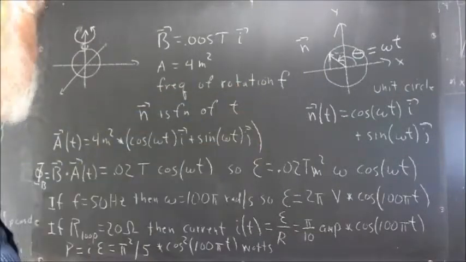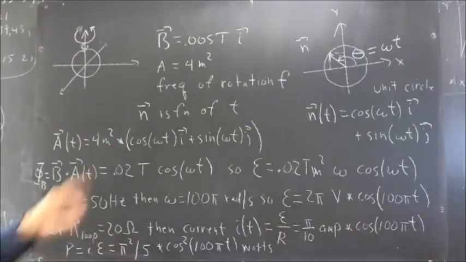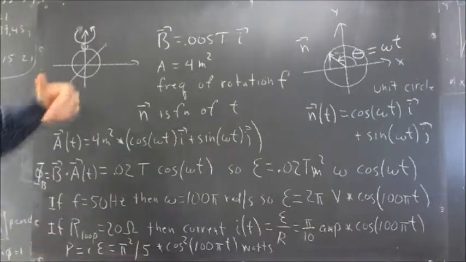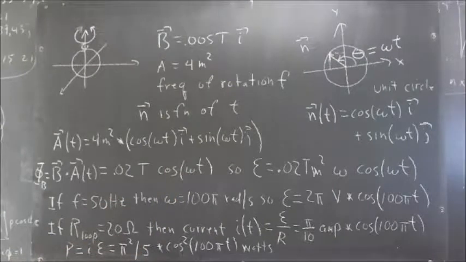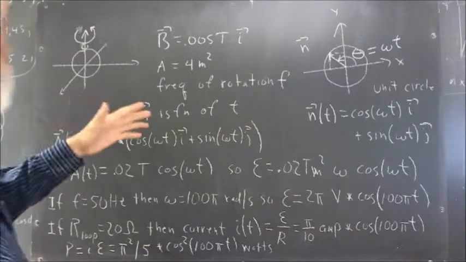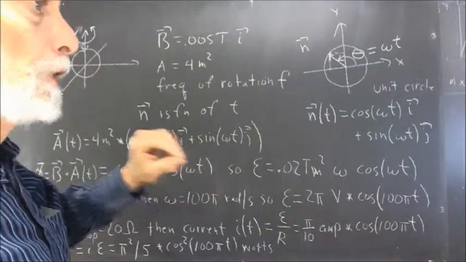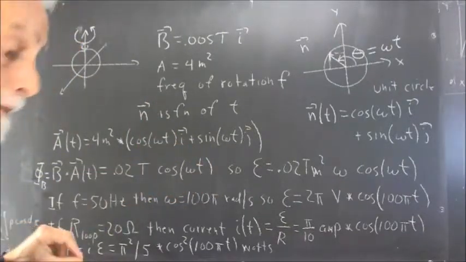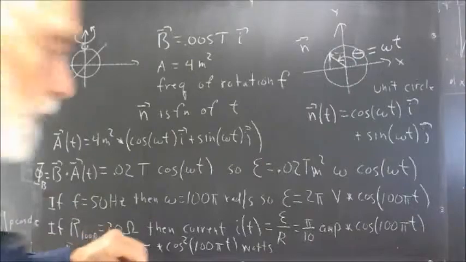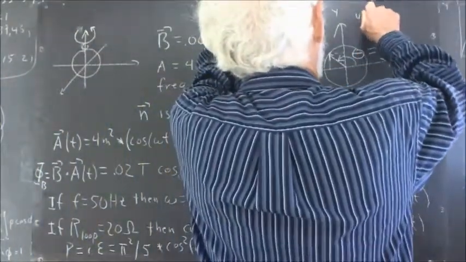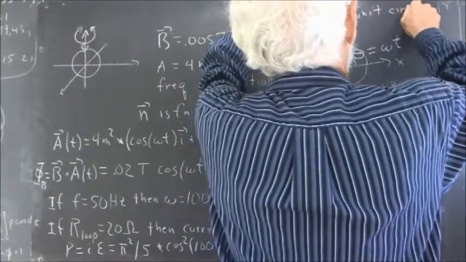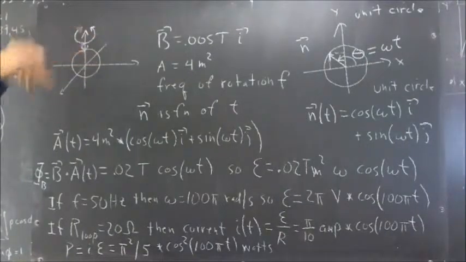Frequency of rotation is f. The normal vector is a function of time, because as the loop rotates, the normal vector rotates along with it. So what would an appropriate time-varying normal vector be for this situation? Well, we can go over here to a unit circle picture. And this unit circle has nothing directly to do with this 4 square meter loop.